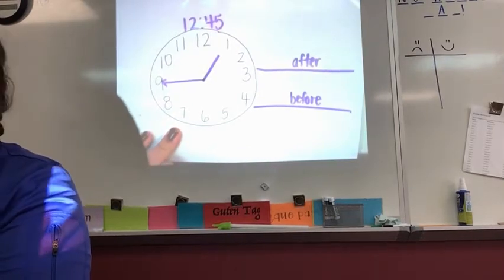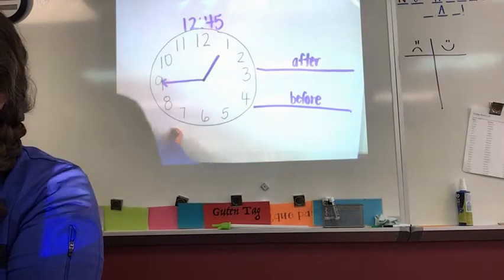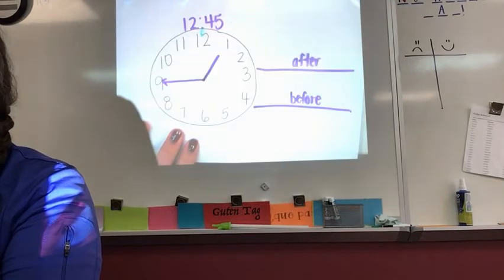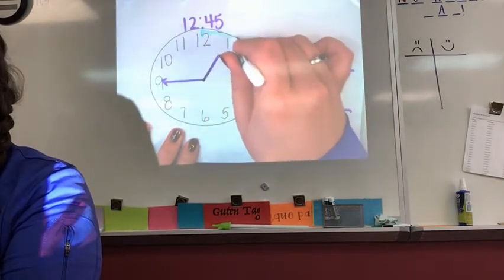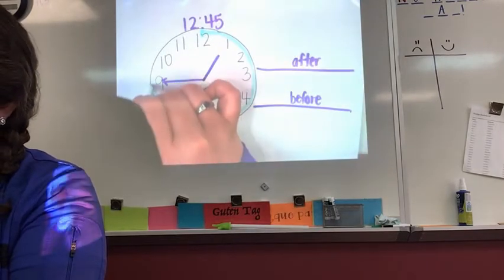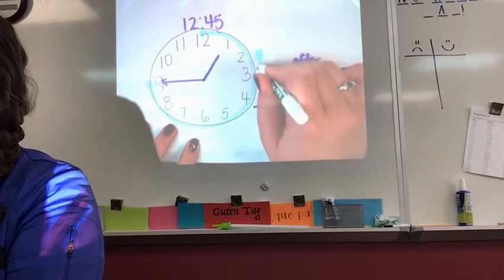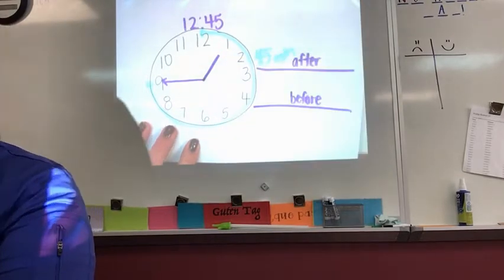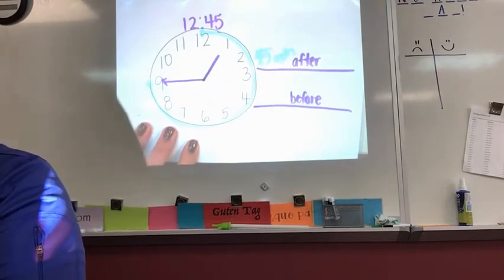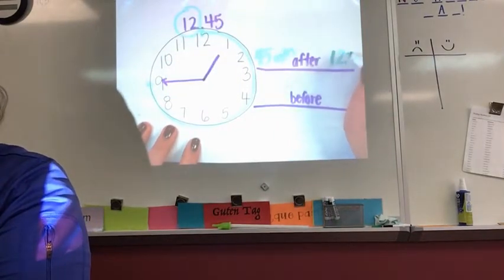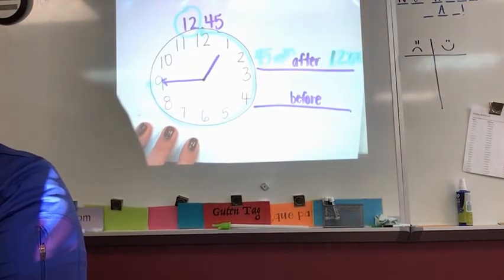So let's go ahead and look at this one now. How many minutes after the hour have I gone? I know the hour would start at the 12. We've gone 5, 10, 15, 20, 25, 30, 35, 40, 45 minutes after what? What hour are we in? We are in the 12 o'clock hour. So we've gone 45 minutes after 12.